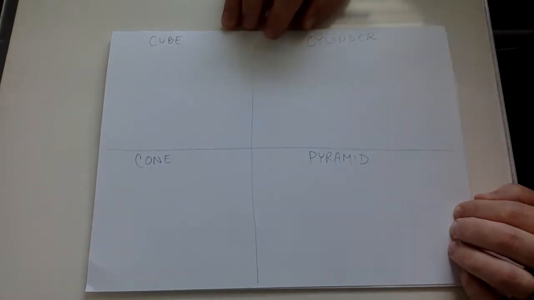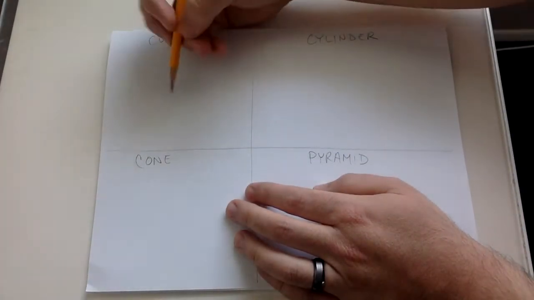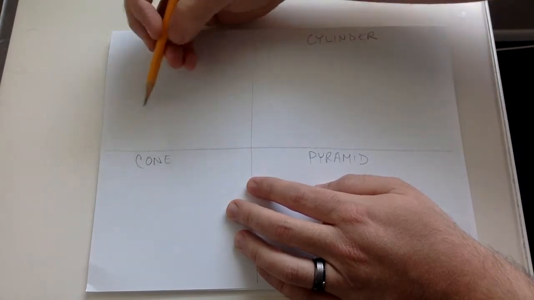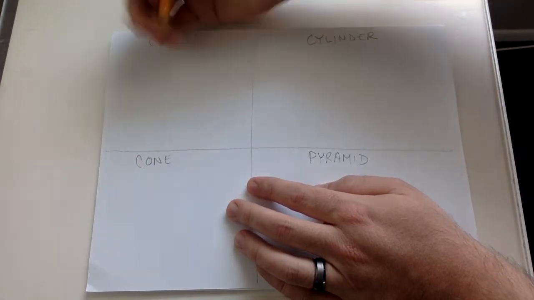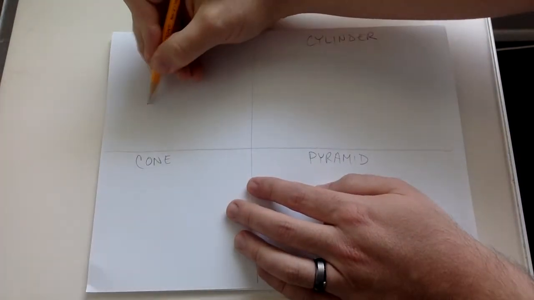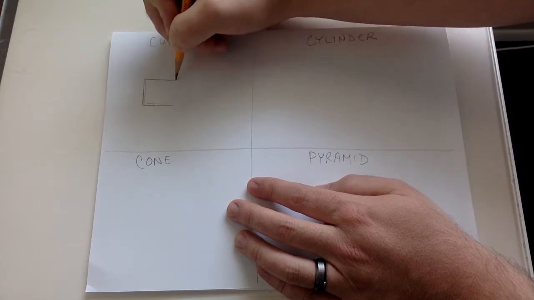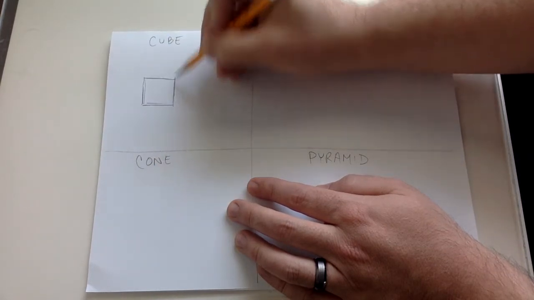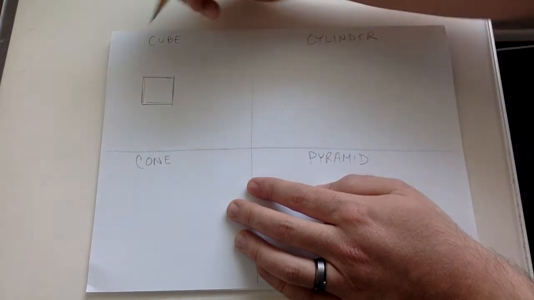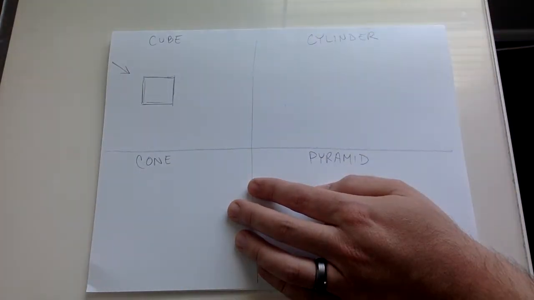Okay, so when we draw a cube, just like I showed you, with your pencil, I want it to be slightly over towards the left. I don't want it right in the middle. I want it a little bit over to the left. So I'm going to draw a square. Start off with a flat shape. And let's assume that the light source is coming from this direction.